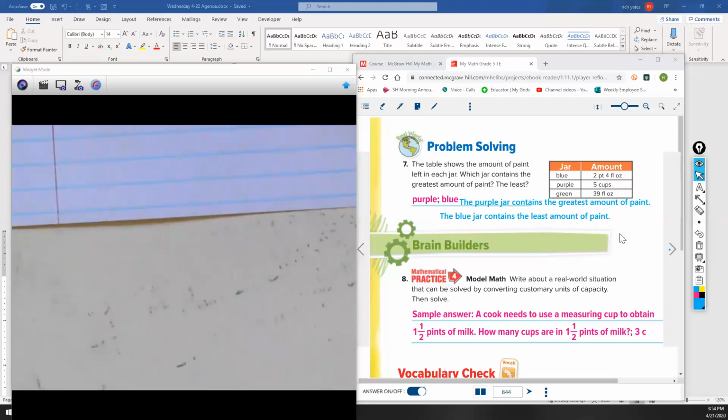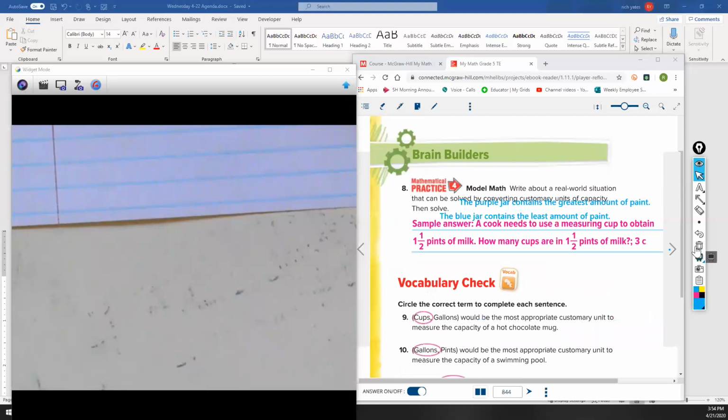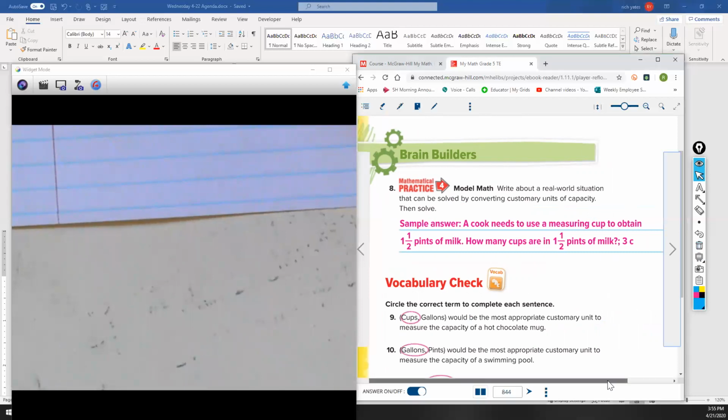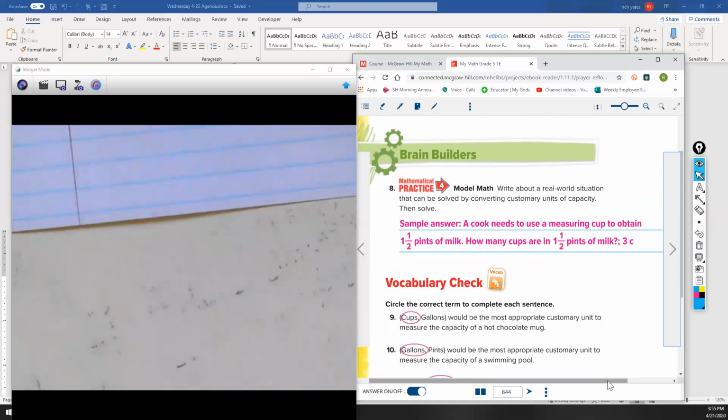On number 8, right down here with the model math, I'm going to have to clear out those answer sentences now. Write about a real world situation that can be solved by converting customary units of capacity. And on this one, boys and girls, there's a big variety here. So this is my accountability for you today. After this, I'm going to be asking you to submit a Flipgrid video, and I want you to tell me your word problem that you came up with here, and how you solved it. So give me the answer sentence.